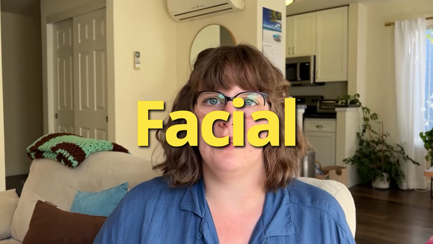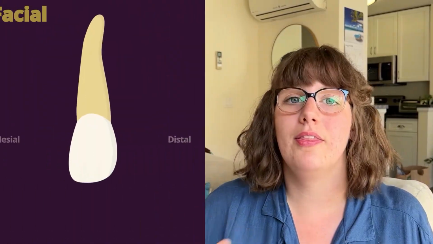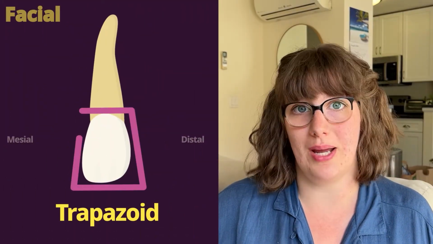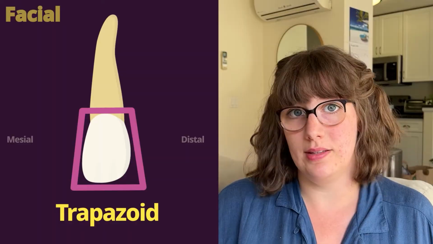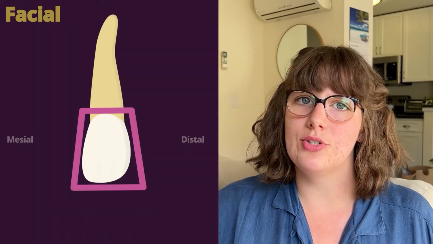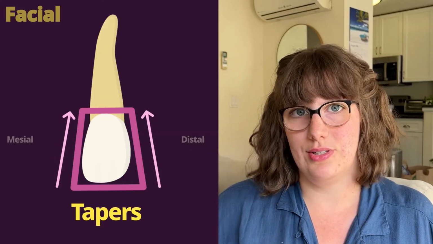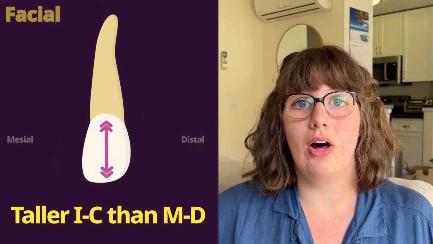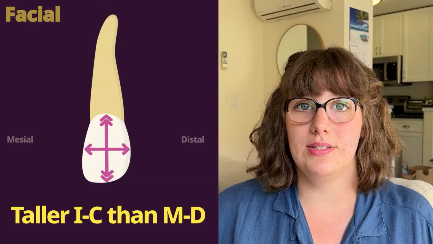Let's look at the facial of the maxillary lateral incisor. The crown of this tooth, like all incisors, is trapezoid shaped, with the larger base at the incisal edge and the narrower base at the cervical line, so that this tooth tapers from the incisal ridge to the cervix. This tooth is taller incisal cervically than it is mesial distally.